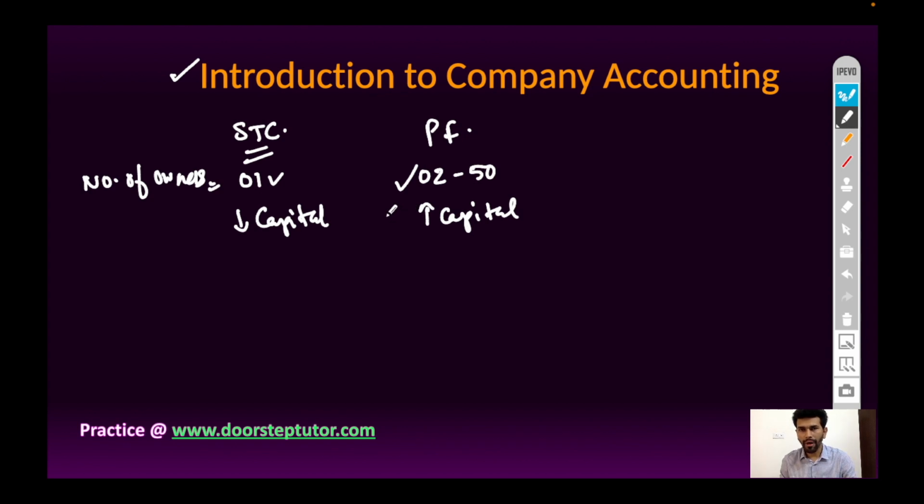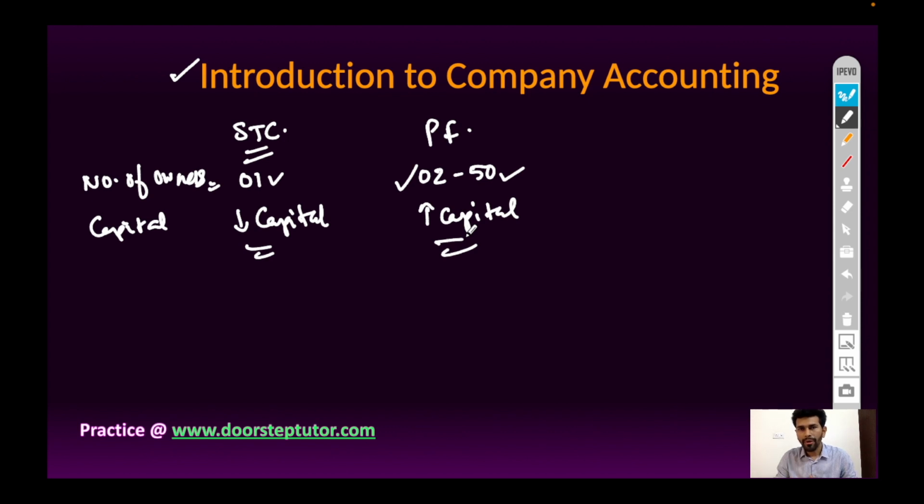Minimum 2 members are required to form a partnership business, and maximum 50 members are allowed. Similarly, capital in case of sole trading concern is lower because only one person brings capital into the business. Therefore, the capital amount is lower. But in case of partnership firm, many people come together to run a business. Therefore, all the partners will bring capital into the business. So there will be higher capital as compared to sole trading concern.